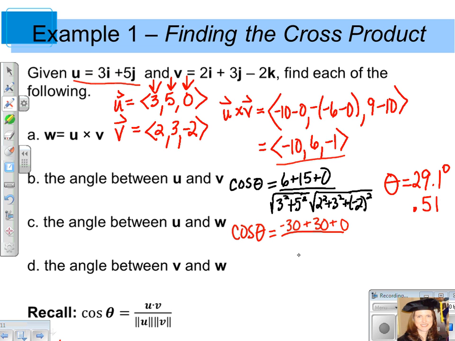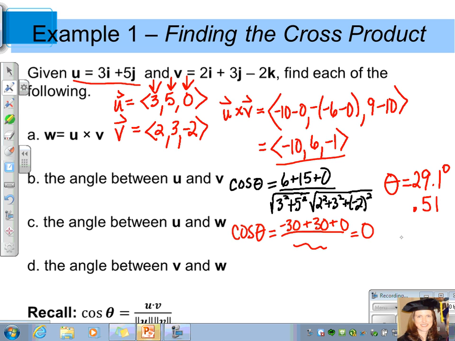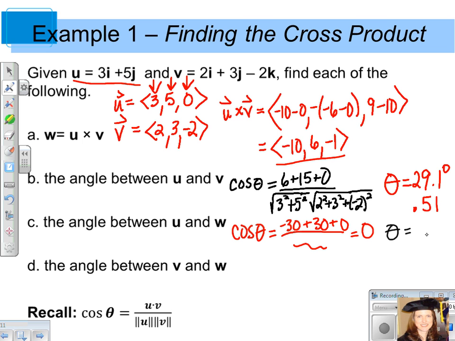Now before I even get to the rest here, notice that the numerator is equal to 0. So the cosine of theta equals 0. That means our angle theta must equal pi over 2. We say that those are orthogonal. So the angle between U and W is 90 degrees. Let's find the angle between V and W.